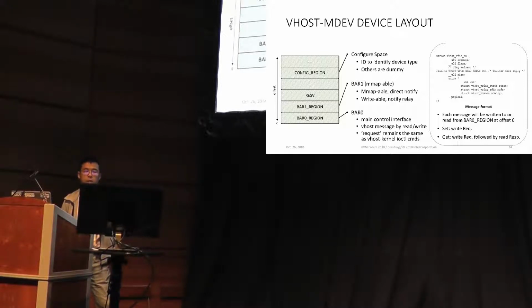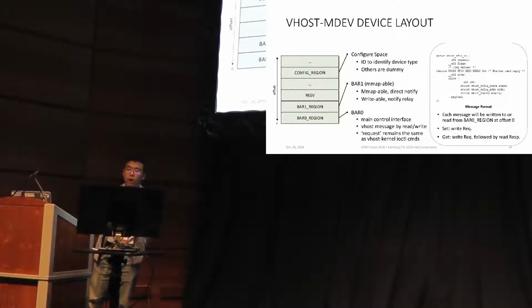So for config space, CSR, it's quite easy. It just identifies that I'm the vhost-MDEV. For BAR 1, we provide the ability for you to map the doorbell. You can do that through that BAR. And BAR 0 is quite easy, just to give you a channel to deliver vhost messages. Those messages are already defined as requests. For all the requests, we use the ioctl commands for vhost-net. So we are not inventing any new messages.